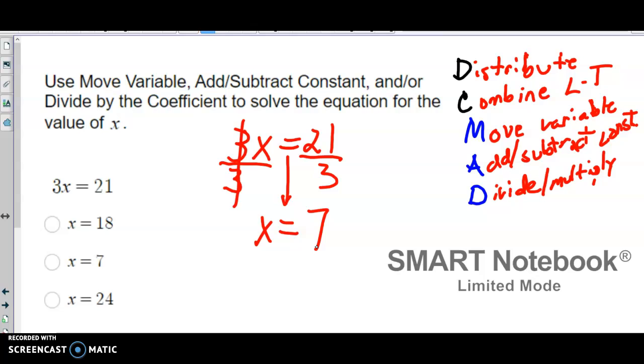Now just keep in mind the other thing that can happen here is the multiply part. That only happens if I have a fraction. So if I have an x over 3 equals 21, then I'd be multiplying both sides by 3, so the 3 can cancel. Remember, my goal is to get rid of the number next to the variable.